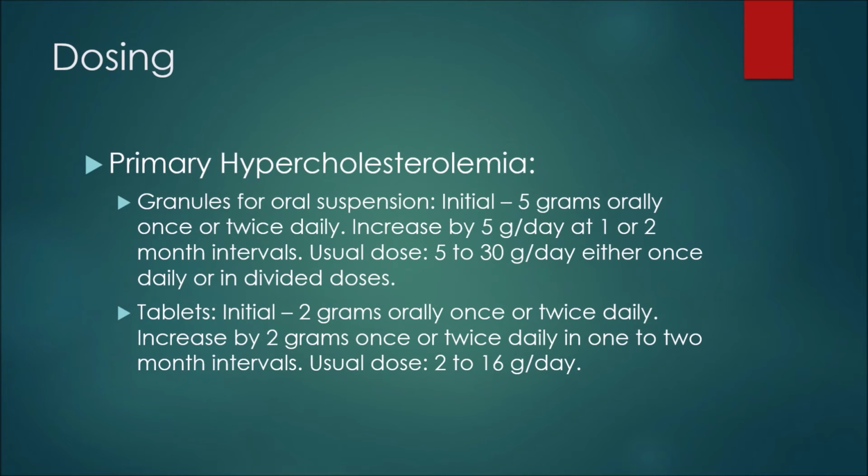If they're using the tablets, however, the initial dose would be 2 grams orally once or twice daily, with the option to then increase by 2 grams once or twice daily in 1 or 2 month intervals. And in this case, with the tablets, the usual dose would be 2 to 16 grams per day.